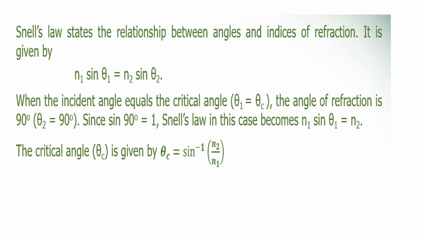what will I get? n1 sin θc is equal to n2 sin 90. So sin 90 is 1. So I will get sin θc is equal to n2 by n1, which means θc is equal to sin inverse of n2 by n1. So this is the formula for finding out the critical angle. Okay.